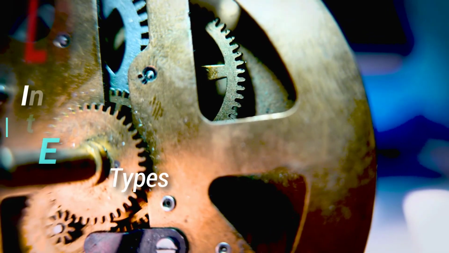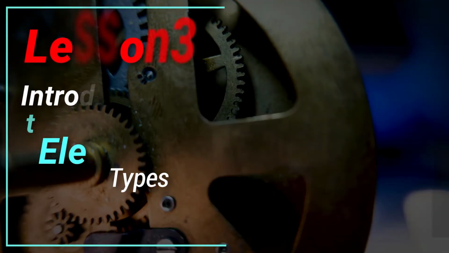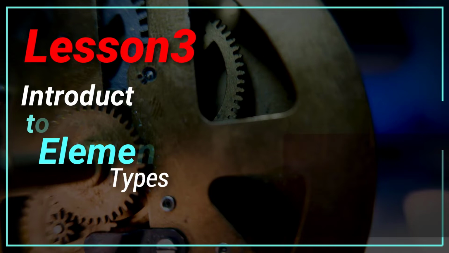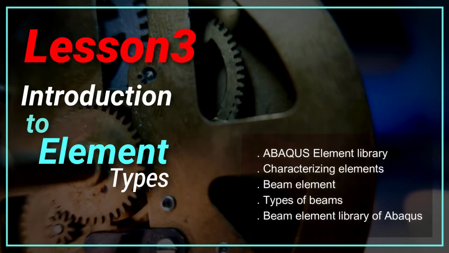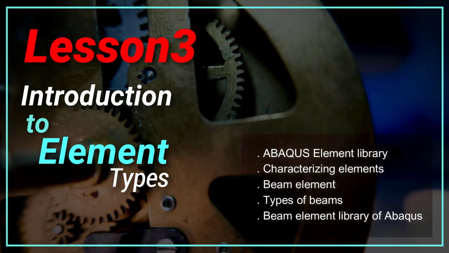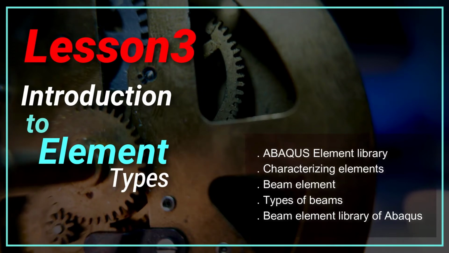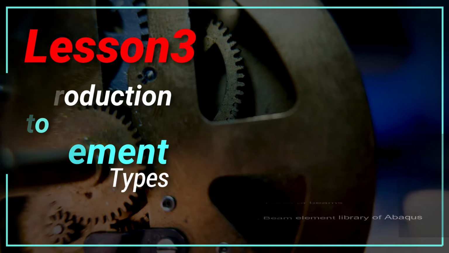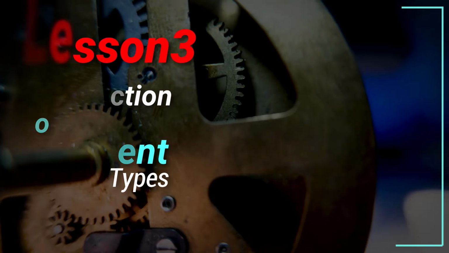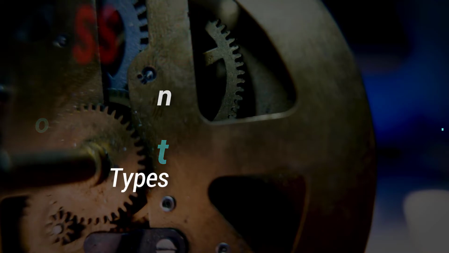In the third chapter, you will get familiar with the types of elements available in Abaqus. The beam element is used in this lesson and its types are introduced. We introduce characters and the degree of freedom of each element type in this chapter. Let's look at the third lesson video.